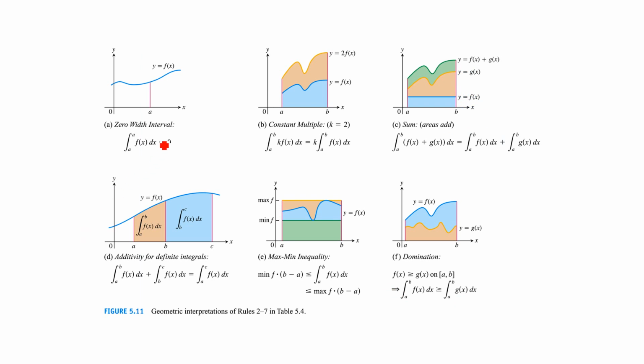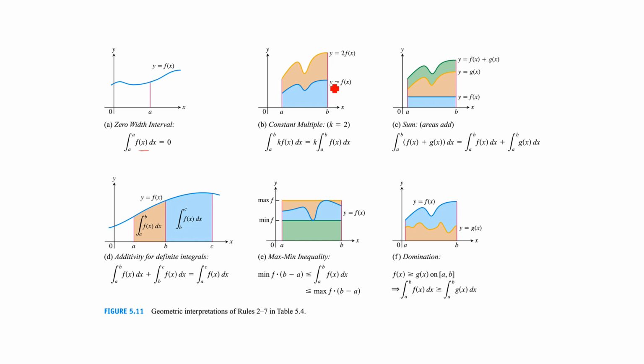First, the zero width. As I told you, when we have the integral from a to a, we have a rectangle of zero width. So its sum is going to be 0. The sum of the products is going to be 0. So this is 0. Constant multiple: if we have the function y equal to f(x), let's take the constant k equal to 2.